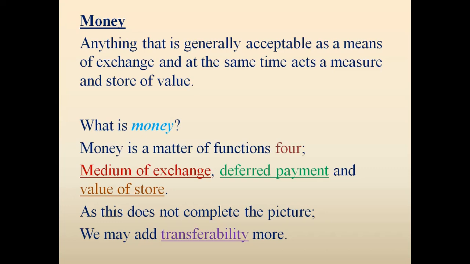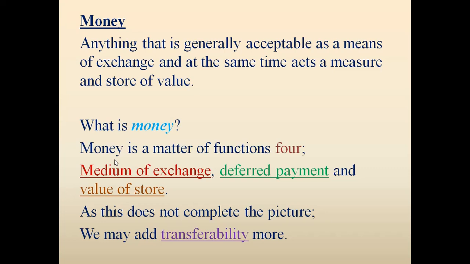So what is the definition of money? Now money is a matter of four functions. This is a kind of a poem you can see out here. If you do BCom, there is a subject called Money and Financial System. This book by R.R. Paul is a very nice book. So money is a matter of functions four: medium of exchange, deferred payment, and store of value. As this does not complete the picture, we may add transferability more. So money is something which has the four functions. Money can be anything which has the four functions.